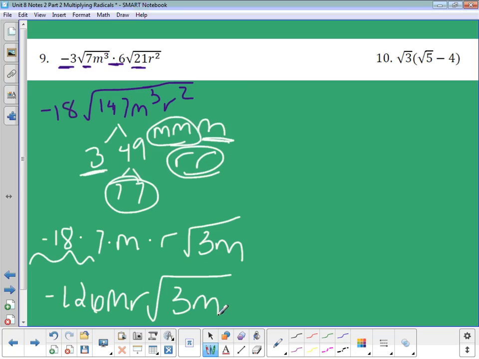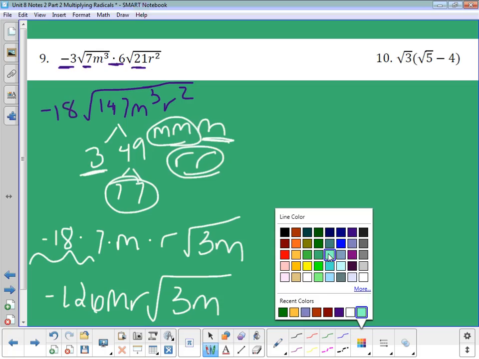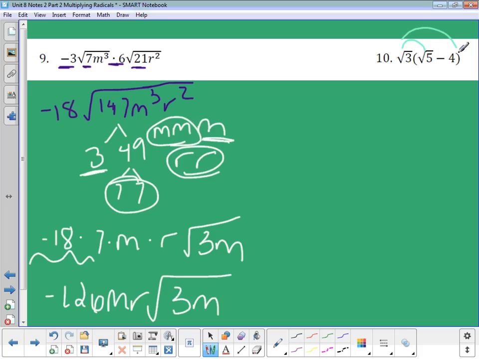All right, so let's take a look at number 10. Now, number 10 I think looks a little more complicated than it actually is. So what we're doing is we're going to use that distributive property. So I'm going to multiply things in. So really what I'm doing, just to break it down here more for a sec, is I'm taking the square root of 3 times the square root of 5 minus 4 times the square root of 3.